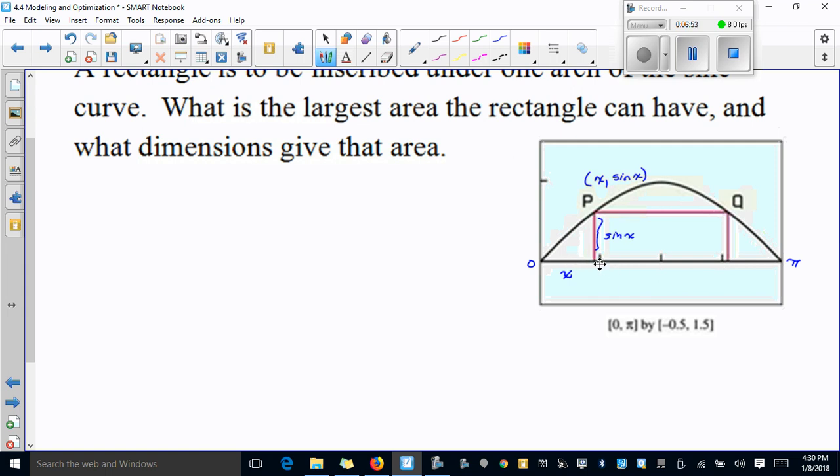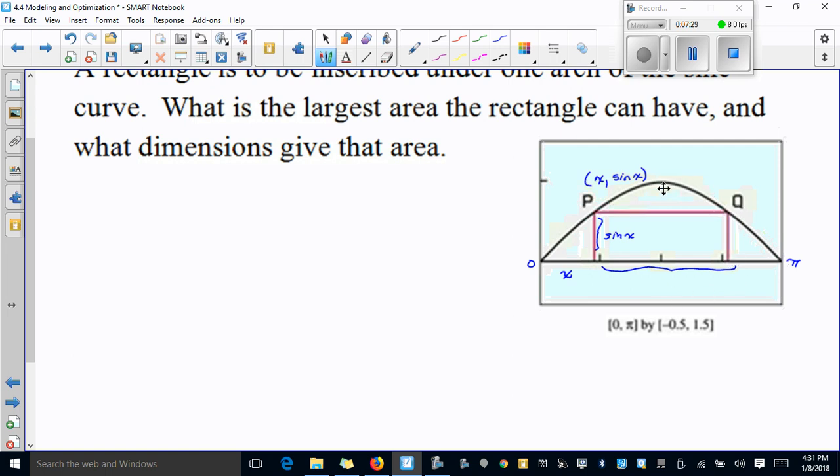The problem, though, is that we need this length here. So a couple of things that you have to know, and this comes into geometry. We know that the height of a rectangle must be the same on both sides. That's just the definition of a rectangle: the opposite sides are congruent and parallel. So whatever the y value of P is, the same y value happens for Q. But our x values are not the same.